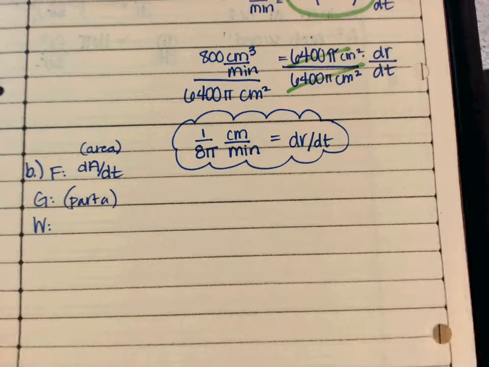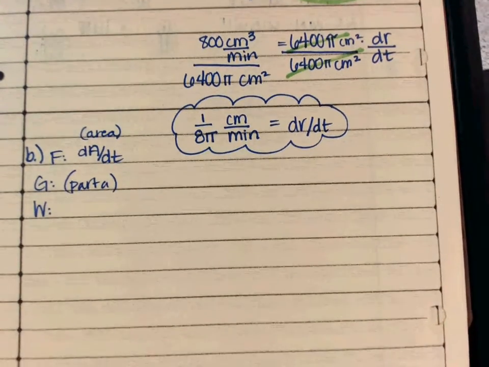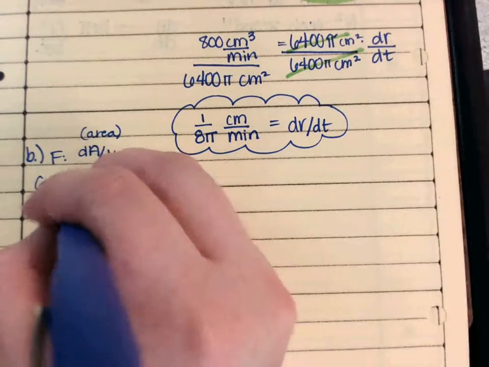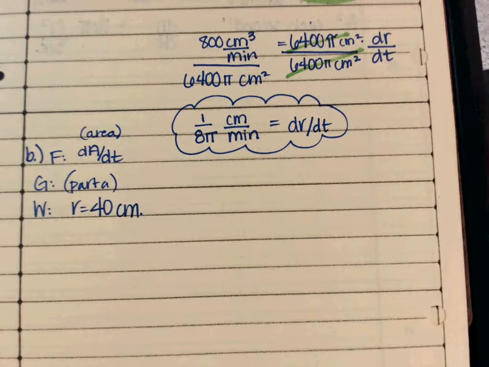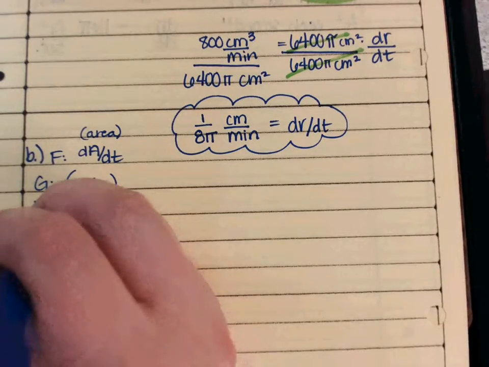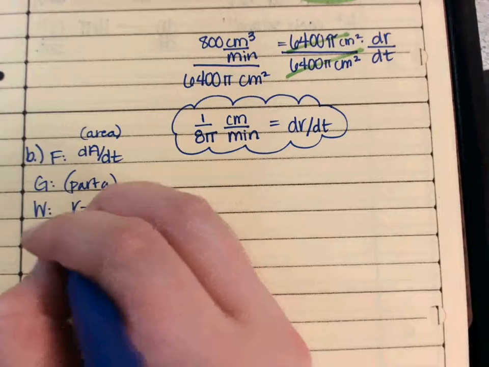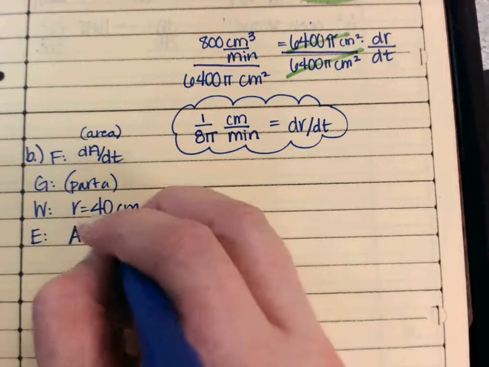Now, what's our when? When the radius is 40 centimeters. So that's good because that's the same time that we were already looking at in the previous part. Okay, the equation for surface area. Area equals pi r squared.